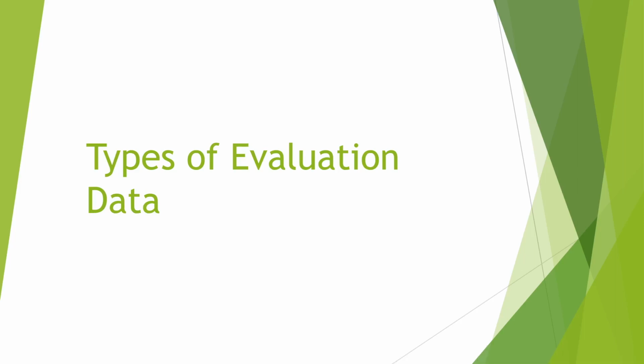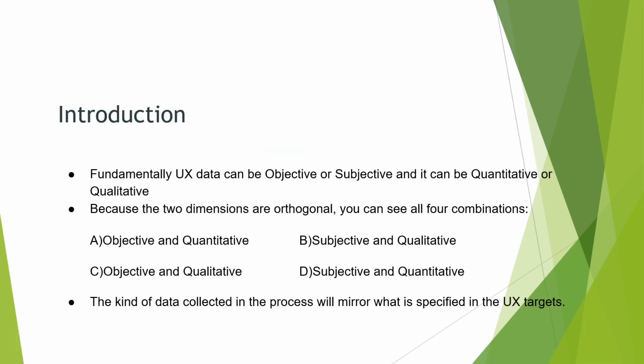Welcome to the session on types of evaluation data. When I say types of evaluation data, it means what kind of UX data can be considered for evaluation. Now, there are four types of UX data which can be considered. First is objective, second is subjective, third is quantitative, and fourth is qualitative.